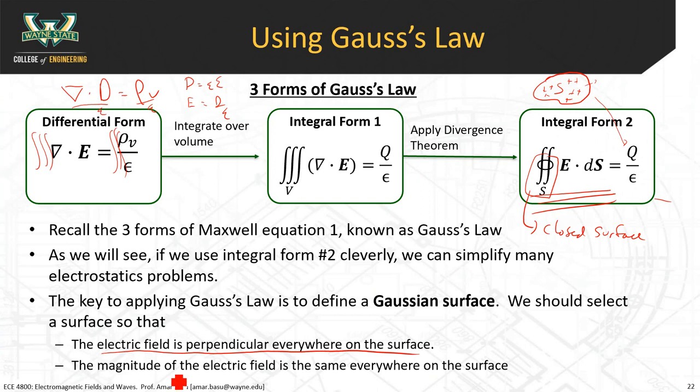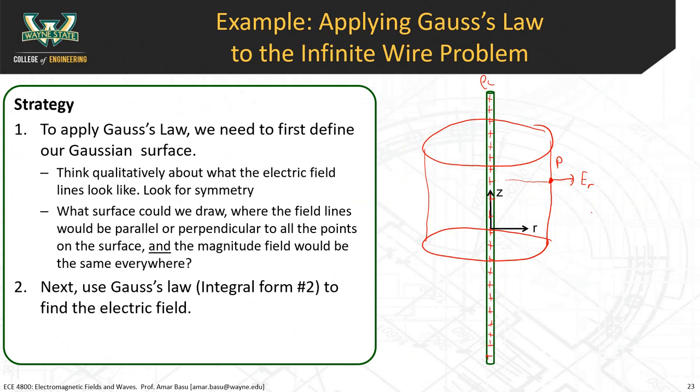The second criteria is the magnitude of the electric field is the same everywhere on the surface. So at this point on the surface, you're at a distance r, so you have some kind of electric field. At this point on the surface, as long as you're at some distance r away from the line, the magnitude of your field is going to be the same. So that's why the outside portion of the cylinder is your Gaussian surface.